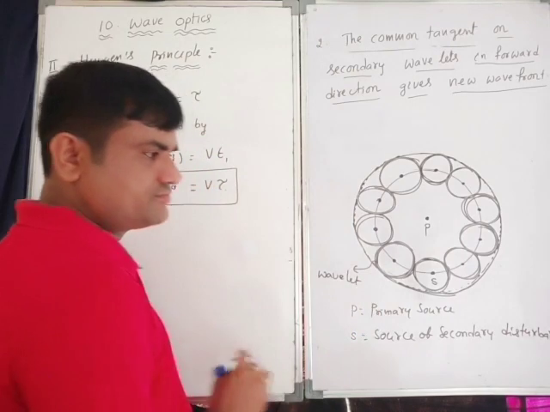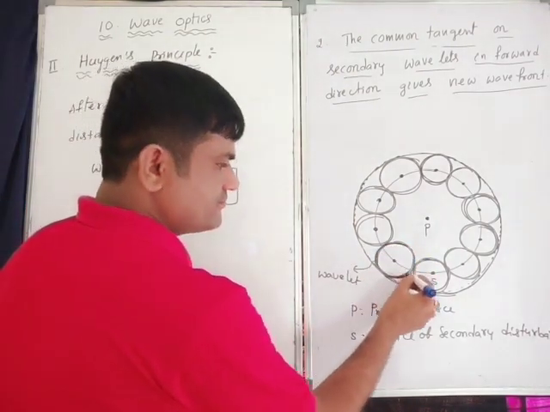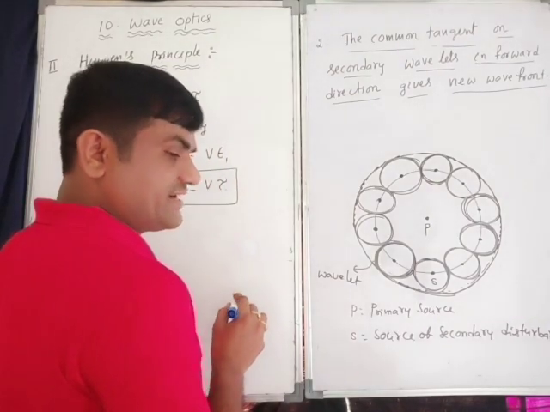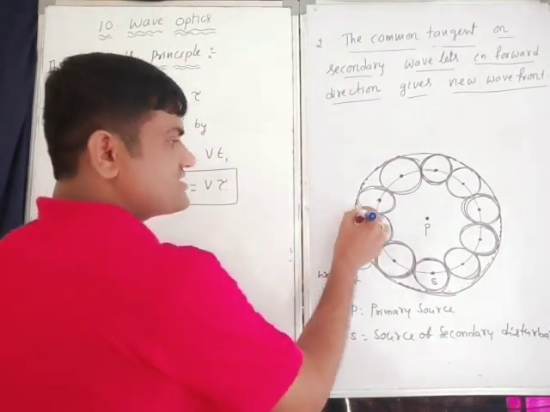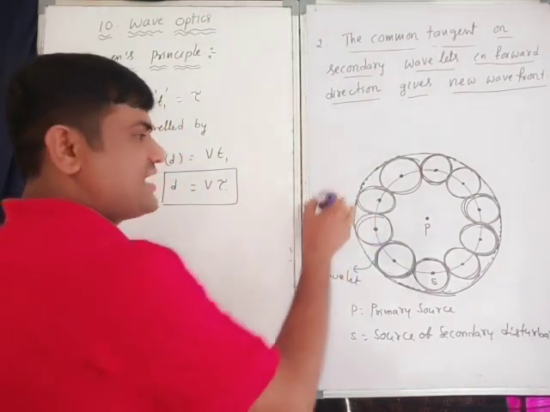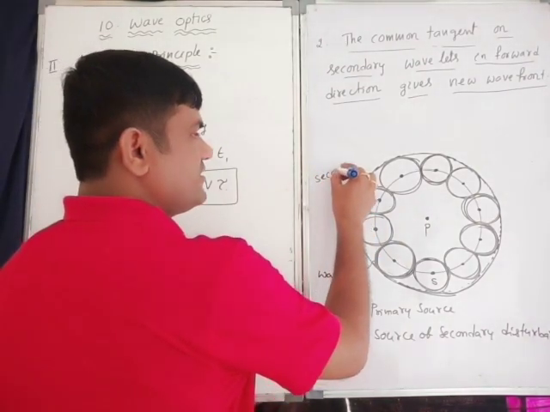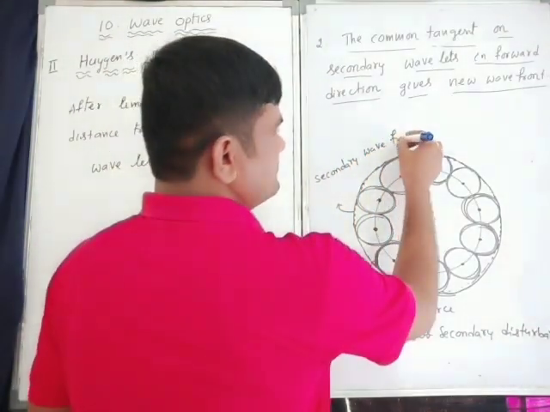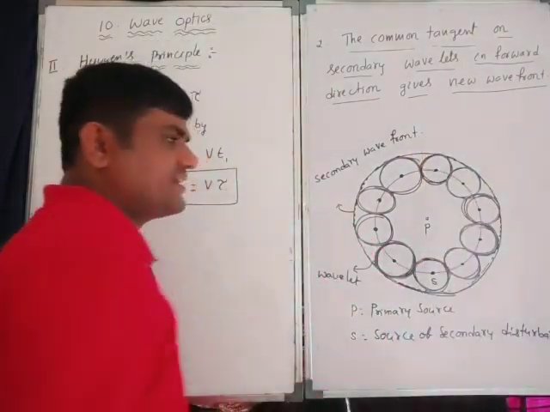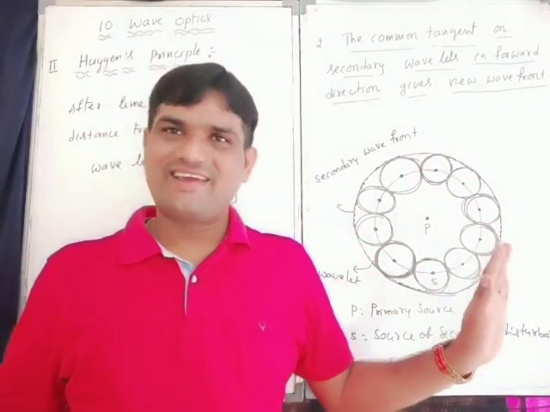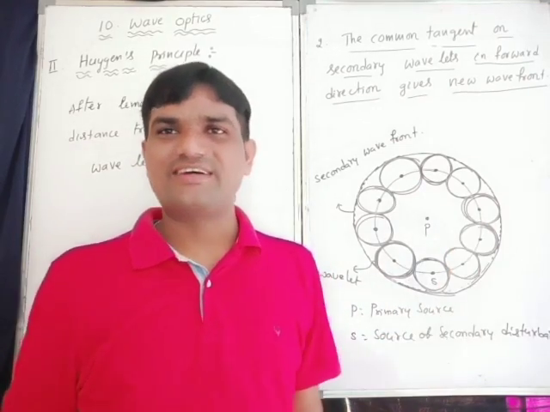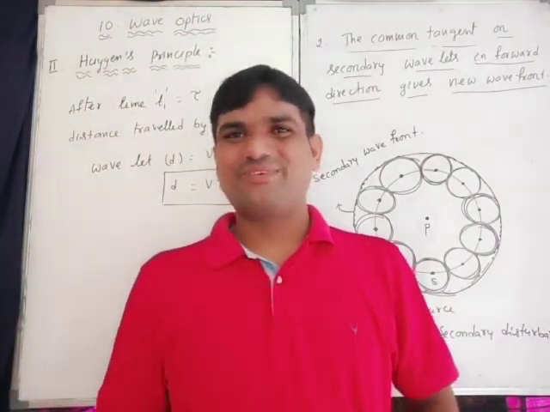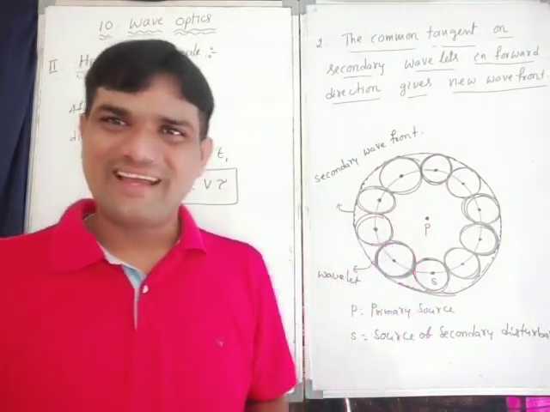This sphere is nothing but a secondary wavelet. And this common tangent is known as the secondary wavefront. This is Huygens' principle. These two points together, the first point and second point together, we can call Huygens' principle. Did you understand everybody? Huygens' principle.